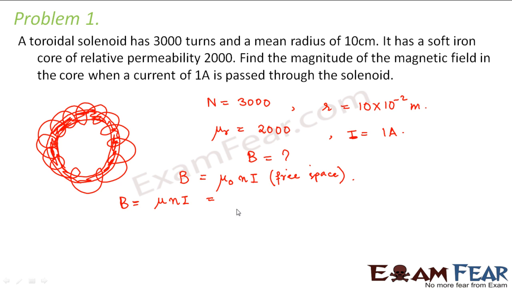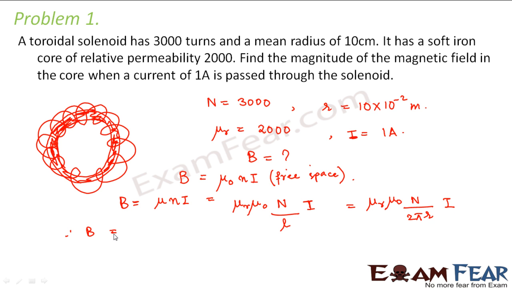What is mu? Mu is nothing but mu r into mu naught. What is n? That is the number of turns per unit length. So this will be the total number of turns divided by the length of the solenoid, into current. What would be the length of the solenoid? Length is nothing but the circumference. So B would be equal to mu naught mu r N divided by 2 pi r into I.